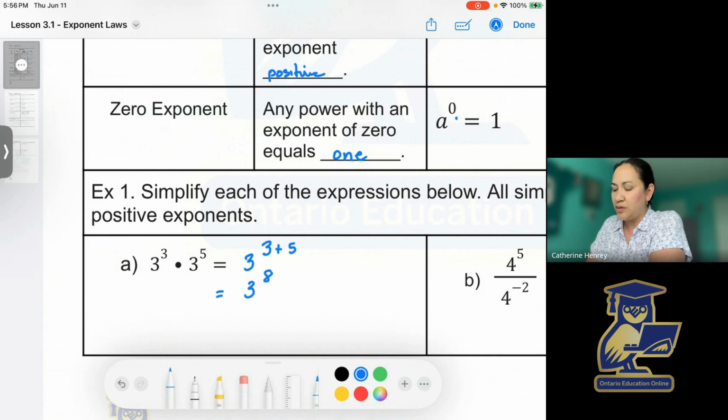And then what we do here is we would evaluate this on a calculator, and this comes out to 6,561.